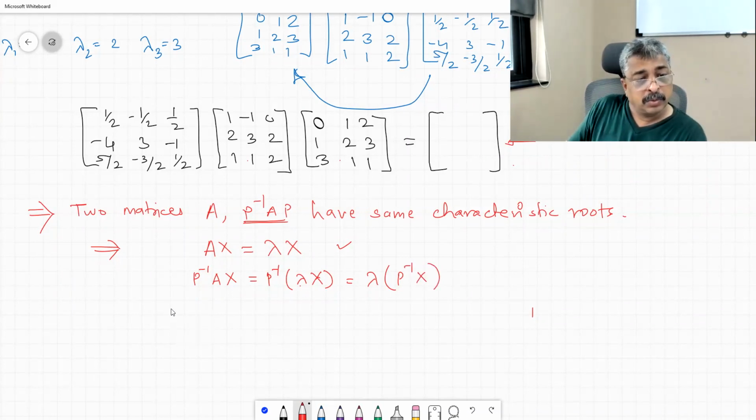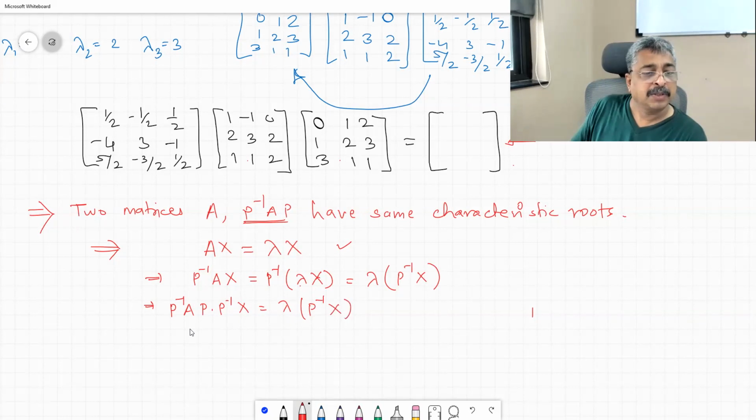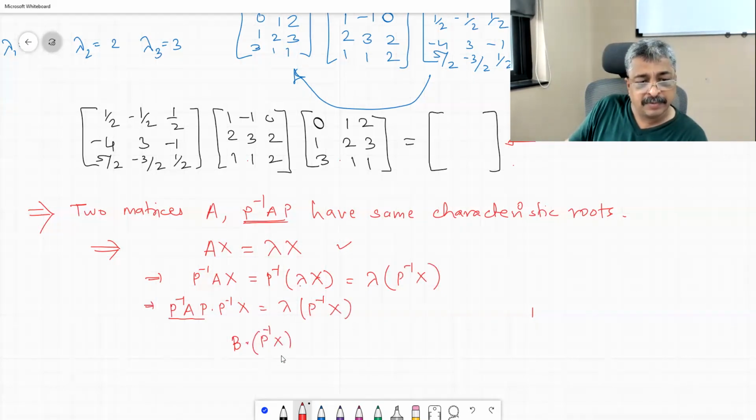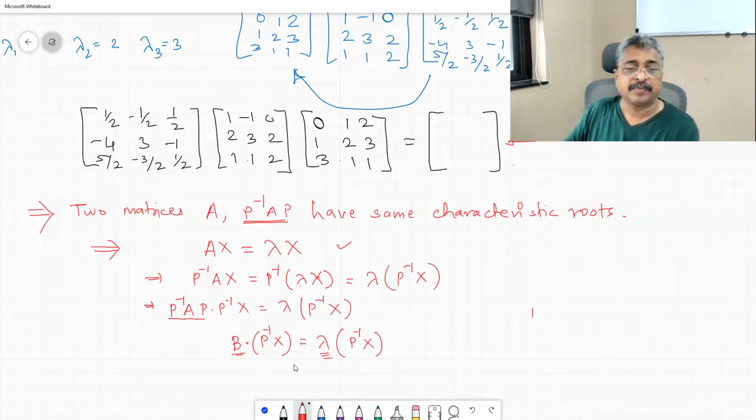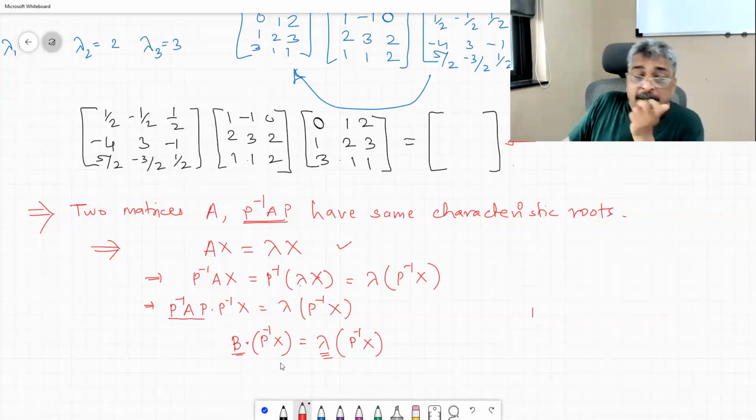Now P inverse A, we want P, therefore we multiply by P inverse x. So this is identity, and the left-hand side is equal to lambda times P inverse of x. If P inverse AP is, suppose, your matrix B, then B times the vector P inverse x is equal to lambda times the same vector P inverse x. Therefore, matrix B has the same characteristic roots, and P inverse x is an eigenvector of P inverse AP.